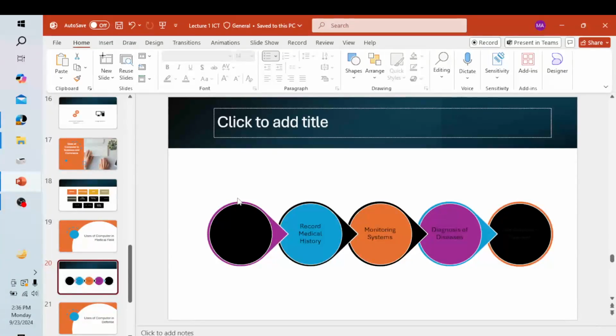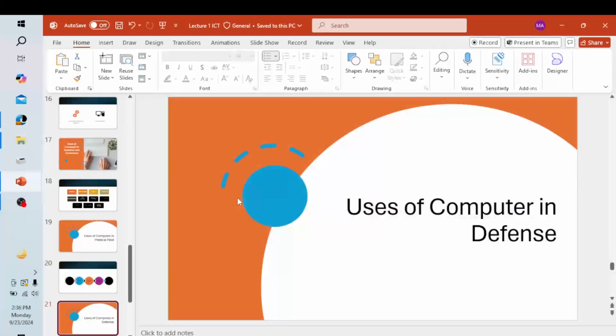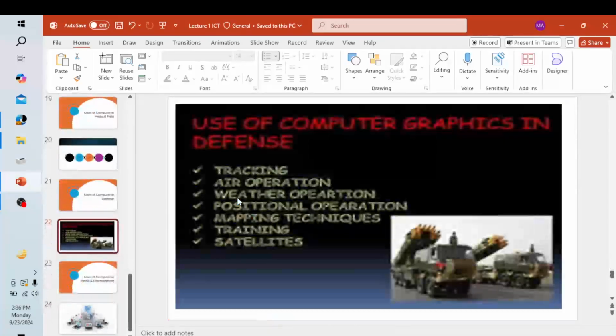Uses of computers in defense. This is the next slide. Tracking air operations, weather operations, positional operations, mapping techniques, then the trainings and satellites. These are all the main points of the use of computers in defense systems.